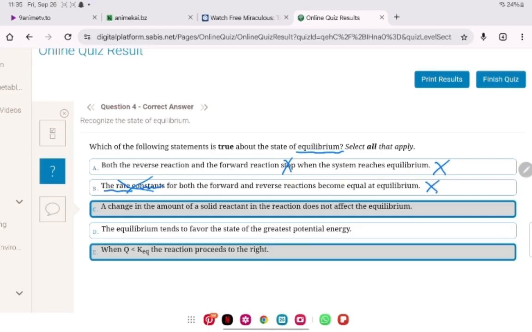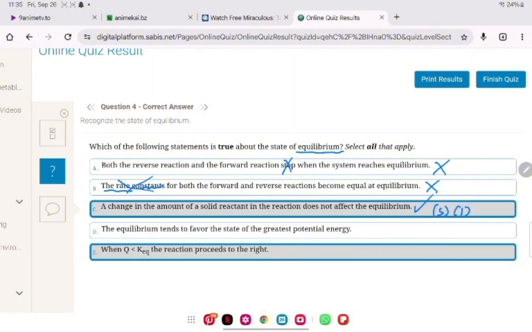A change in the amount of solid reactant in the reaction does not affect equilibrium. This is correct. Solids and liquids don't affect the equilibrium. Okay. The equilibrium tends to favor the state of the greatest potential energy. Remember, equilibrium doesn't favor anything over anything.